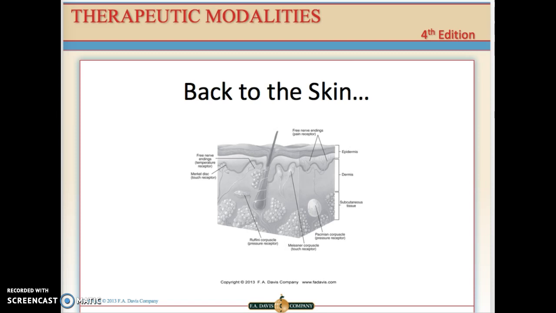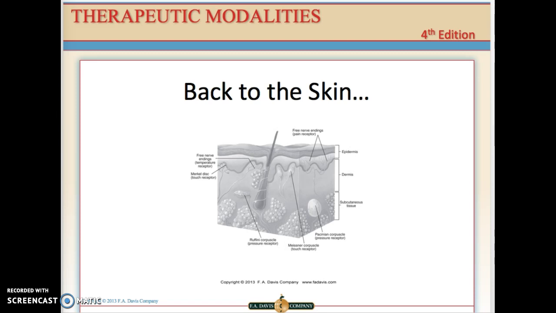The Merkel's discs are sensitive to low threshold mechanical pressure. So if you walk by a table and you brush your hand against the table, you're going to activate a Merkel's disc. Now, the Merkel discs are slow to adapt to stimuli, which means that they will continue to fire with the same amount of stimulus or with a constant stimulus. That makes them different than the Meissner corpuscle, which is a touch receptor that is quick to adapt.